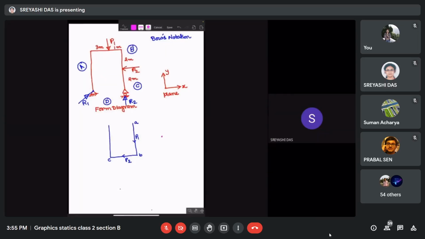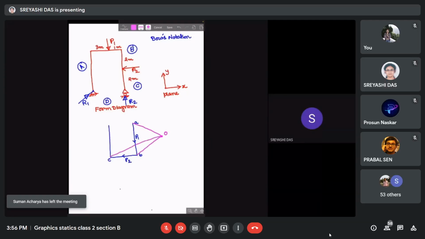Let us take a pole O. So this is any point O. Now we will join this pole with A, B, C. Here basically we will say that the force P1 is the resultant of AO and OB. The force P2 is the resultant of CO and OB.